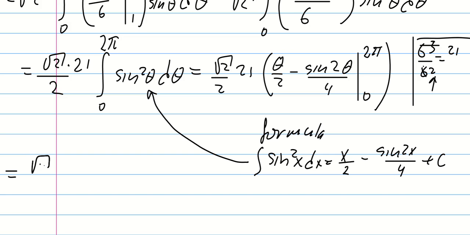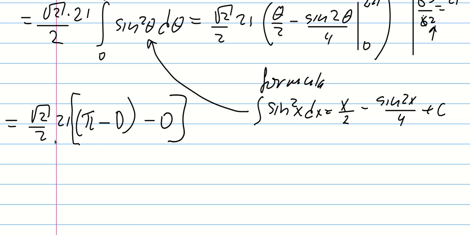So finally we plug everything in, we get 2 pi over 2, so it's pi, minus sine of 4 pi is 0, so it's minus 0, and then if we plug in 0, this will be 0, and sine of 0 is also 0, so minus 0. So final answer is 21 over 2 times square root of 2 pi. And that's our answer for this exercise.